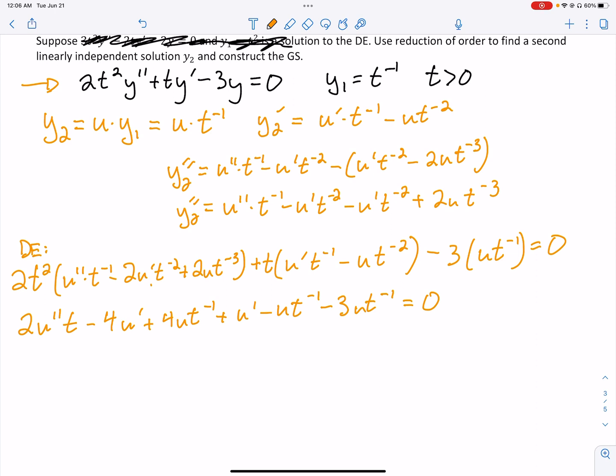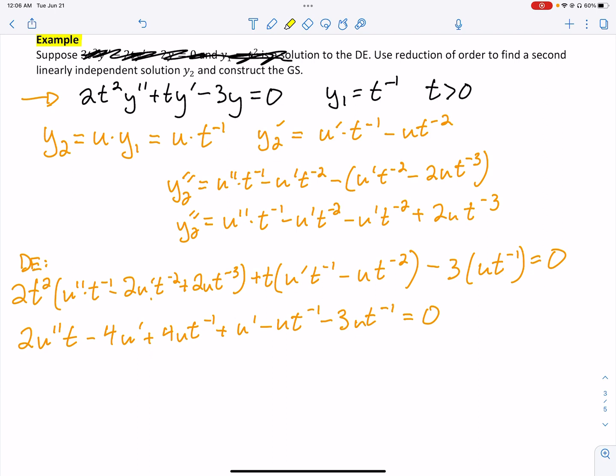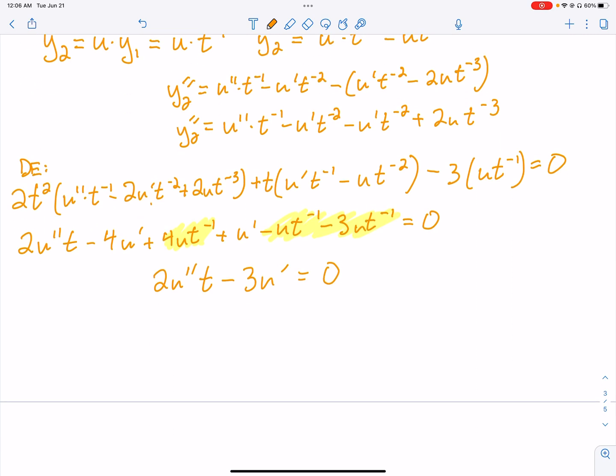It's just algebra. Okay, so now I have this, and we are looking for things that are going to go away. So I'm going to highlight things that maybe cancel out. I have 4u t to the negative 1, and then these two make a negative 4, so those are gone. And then those can be added together. So I have u double prime t minus 3u prime. Okay. Now if I divide by 2t, all right, u double prime minus 3 over 2t times u prime equals 0.